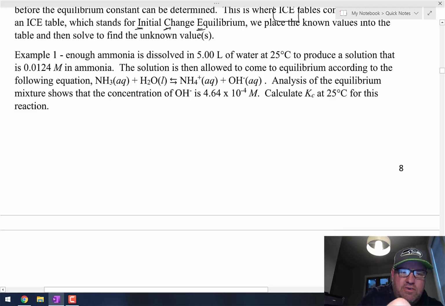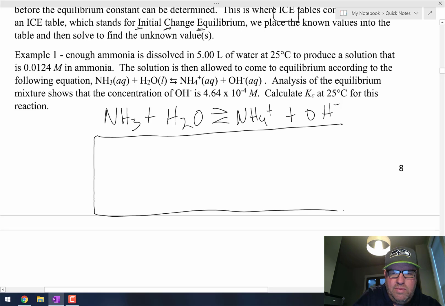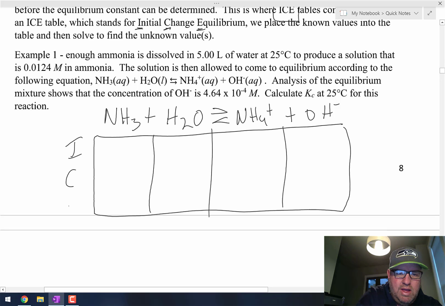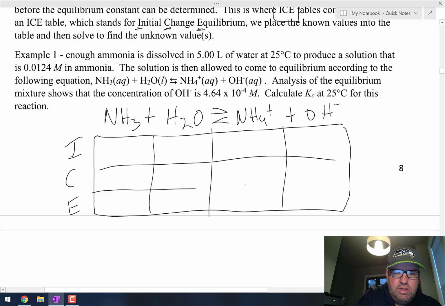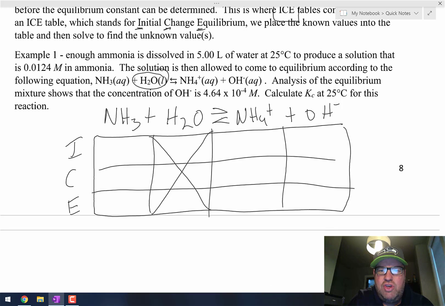So in a problem like this, the first thing we're going to want to do is write the balanced equation. NH3, H2O in equilibrium with NH4 plus and OH minus. And then we're going to make a table, and we're going to put each of them into their own column. And we're going to write ICE, initial, change, equilibrium. Now, since H2O is a liquid, its concentration is never going to change. We're going to go ahead and just put an X in there, just so we remember we're not worried about it. Now we'll go back to the problem and look at the information that they provide us.